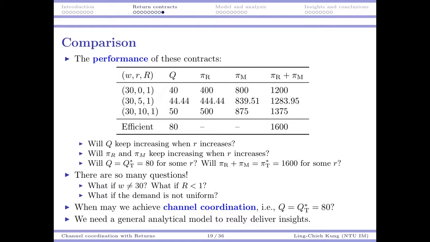We need a general model to deal with the optimization of all these three parameters and also for general demand functions. Okay, so we want to ask, when may we achieve what we call channel coordination? That's going to induce the retailer to order the system optimal quantity and make the channel as efficient as the integrated channel. And now we're going to present a general analytical model to really solve this question.